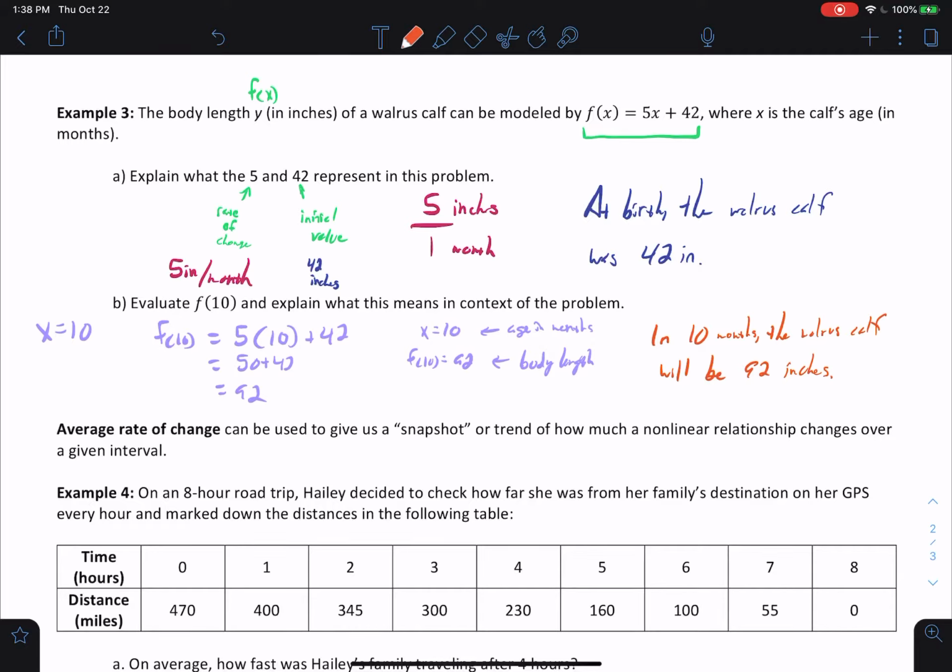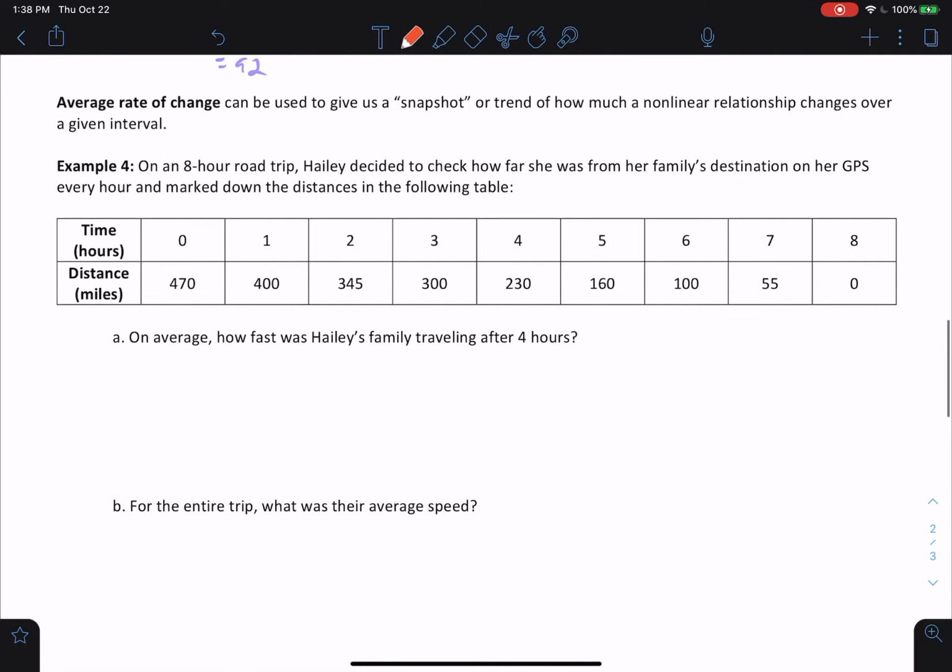All right, now not every situation is going to be linear. Okay, but we can use this idea of an average rate of change in order to look at just a snippet of a situation to give us a trend of what's going on. So in this example, on an 8-hour road trip, Haley decided to check how far she was from her family's destination on her GPS every hour and mark down the distances. So part A, on average, how fast was Haley's family traveling after 4 hours?